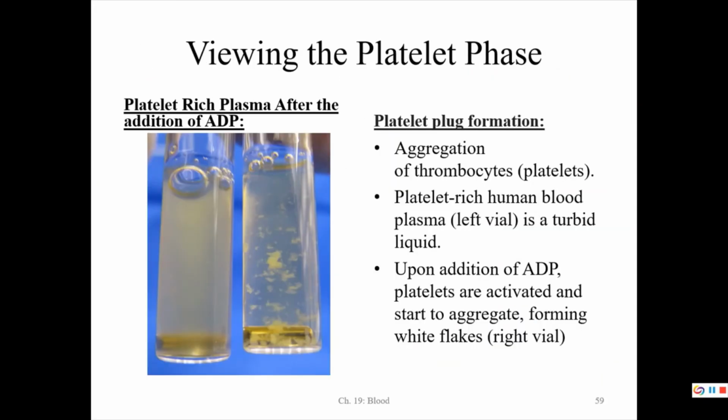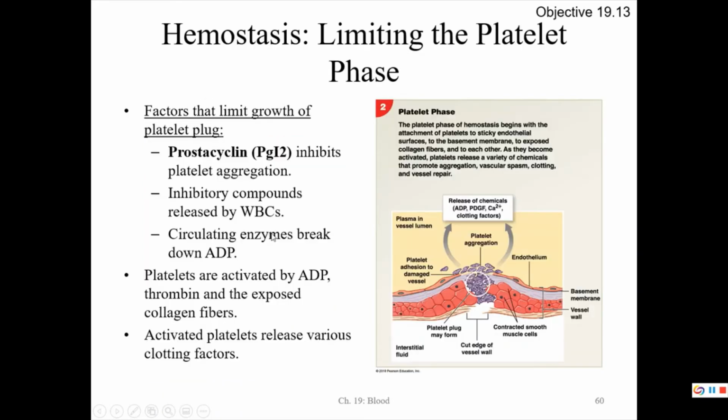Here, to show you what ADP will do, I have platelet-rich plasma. Put ADP in it, and the platelets clump up. You can see that really well there. It's turbid, cloudy, clumpy. Now, prostacyclin, PGI2, limits the platelet phase. Eventually, there are inhibitory compounds in the white blood cells that try to reduce this, and there are enzymes that break down ADP so that we can't activate more platelets. This limits the platelet plug. Too big, this could cause unwanted clots, which could be problems down the road. Too small, it's not enough. Just right.